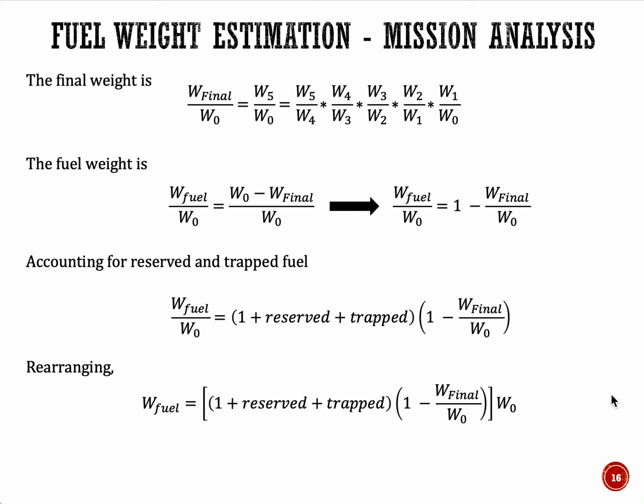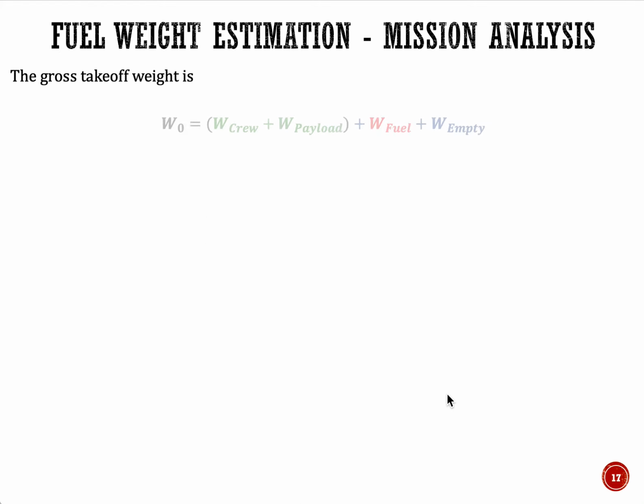So what we have achieved here is that we have an expression for fuel weight in terms of the takeoff weight. If you recall our empty weight discussion, we have similar relationships too, and we have empty weight as a function of takeoff weight. Now we arrive at an expression for fuel weight in terms of takeoff weight. Now let's just put it all together. Our weight breakdown is basically this: W naught equals crew plus payload plus fuel plus empty.